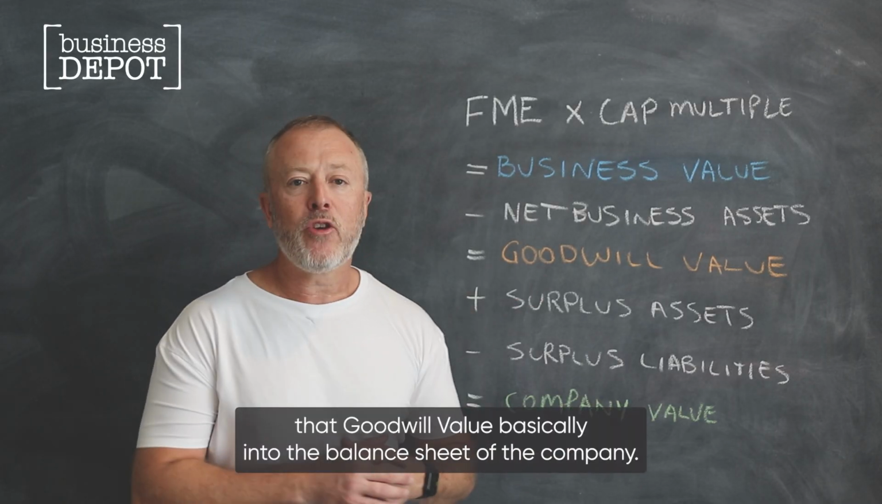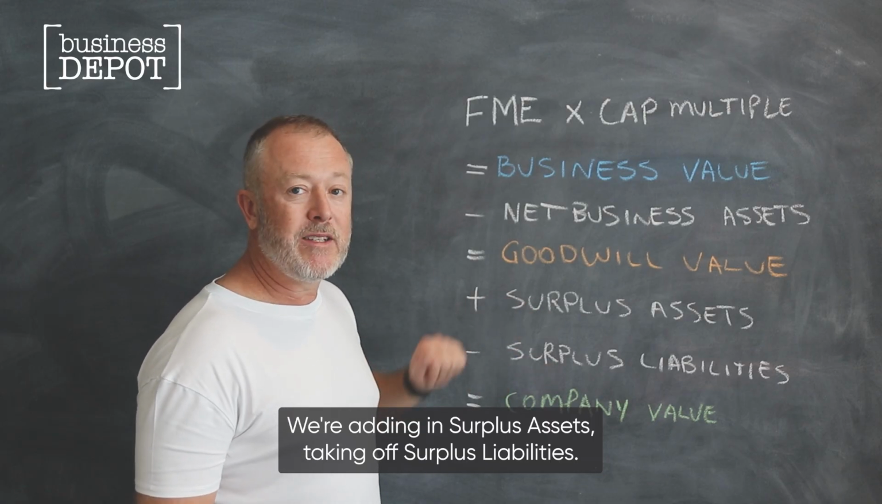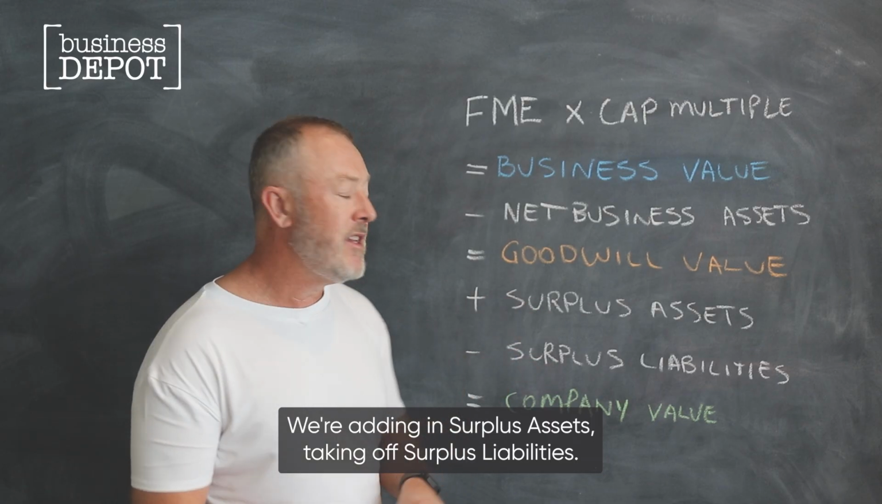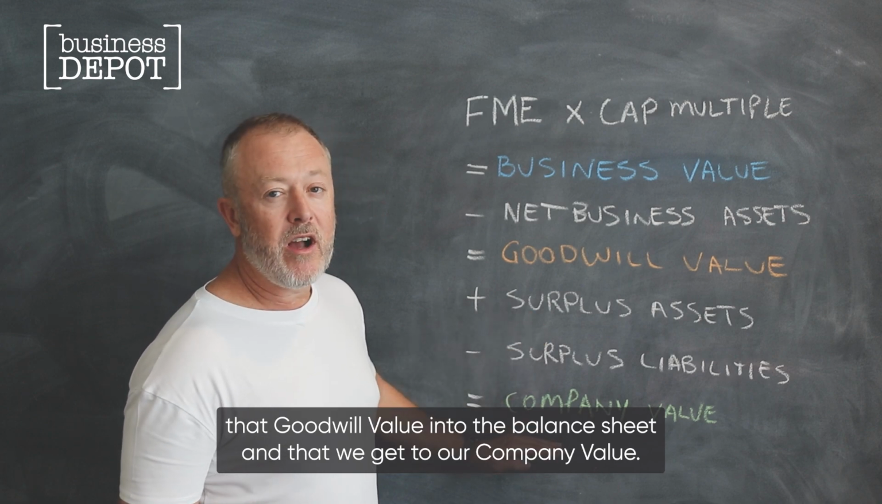We then substitute that goodwill value basically into the balance sheet of the company. We're adding in surplus assets, taking off surplus liabilities, and it's when we plug that goodwill value into the balance sheet that we get to our company value.